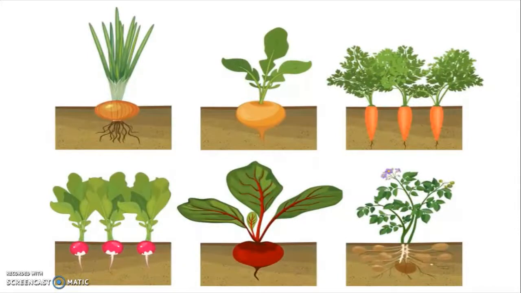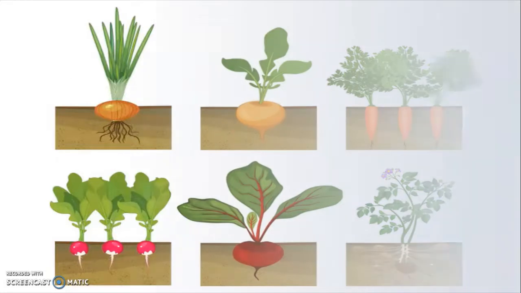And another example of roots in a different kind of plant. Okay, we have onions, it has a root, and then the potato, carrots, and the other vegetables and plants. They have different roots, as you can see on the picture. Very good.